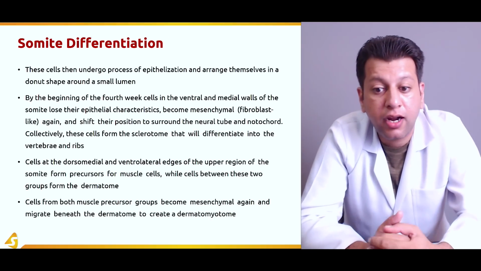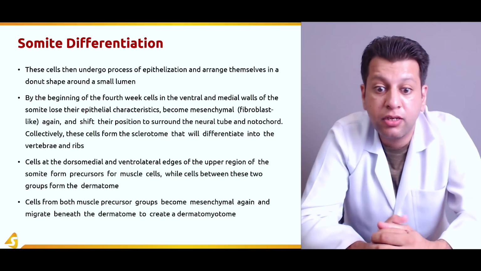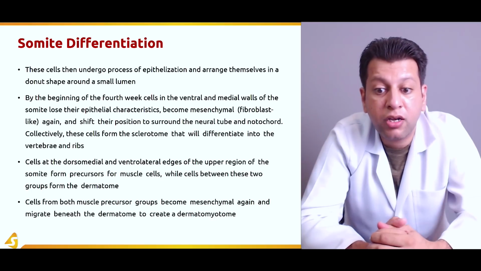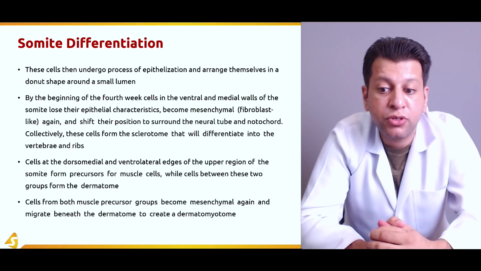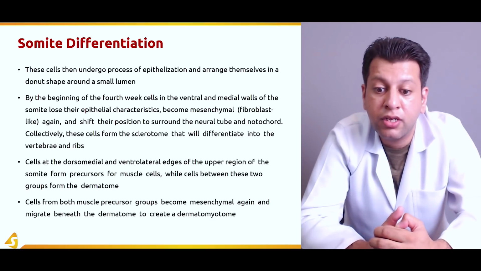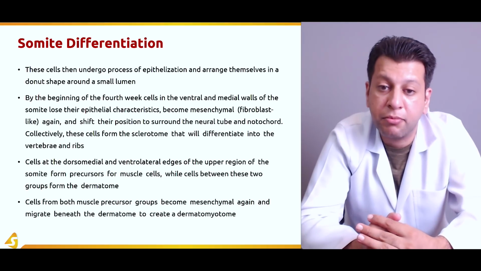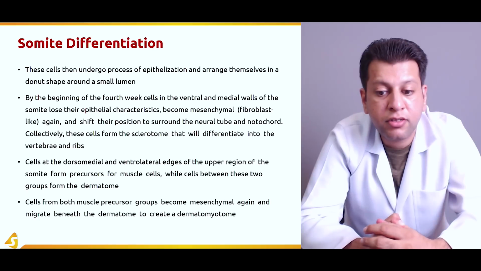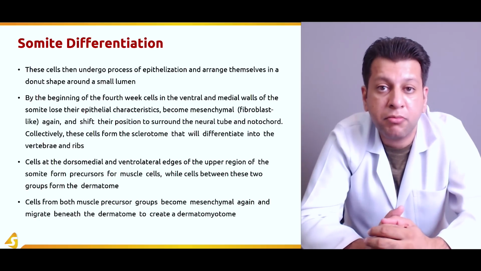These cells then undergo a process of epithelialization and arrange themselves in a donut shape around a small lumen. By the beginning of the 4th week, cells in the ventral and medial walls of the somite lose their epithelial characteristics and become mesenchymal again, and shift their position to surround the neural tube and notochord. Collectively, these cells form the sclerotome that will differentiate into vertebrae and ribs. Cells of the dorsomedial and ventrolateral edges of the upper regions of the somite form the muscle precursor cells, while cells between these two groups form the dermatome.